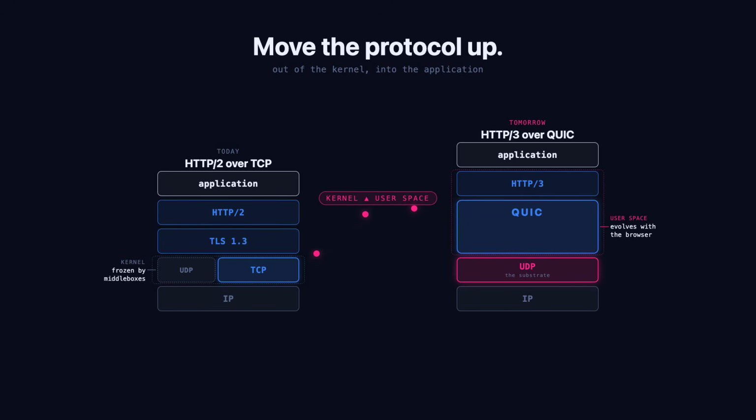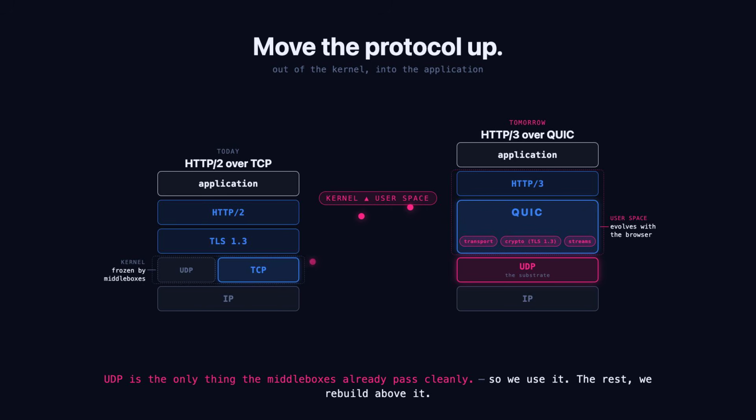UDP at the bottom. Above it, a single fat layer called QUIC that absorbs 3 things at once: transport, reliability, encryption, and stream multiplexing. Above that, HTTP3. Above that, your application. The kernel only sees UDP packets going in and out. It has no idea anything more sophisticated is happening. The middleboxes have no idea either. Everything that used to live in the kernel and the middlebox now lives in the application, where it can actually evolve. Once you control the whole transport, you start fixing things.